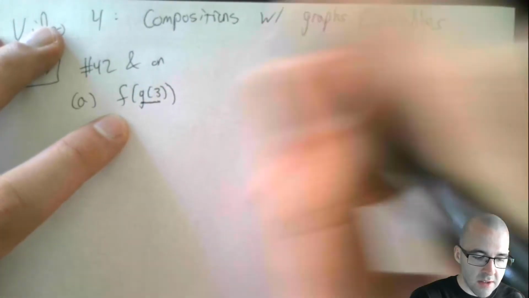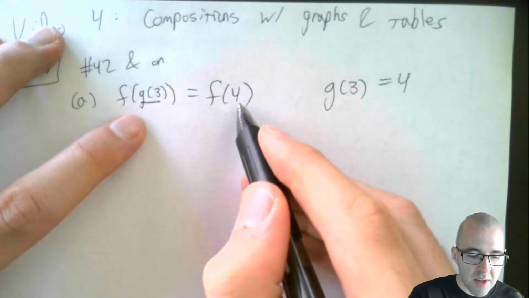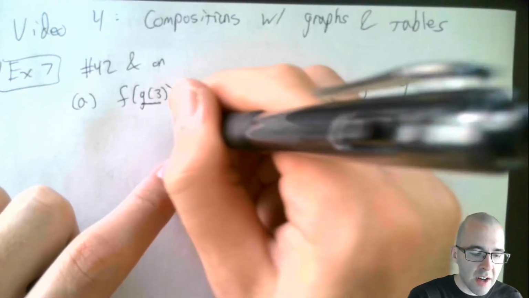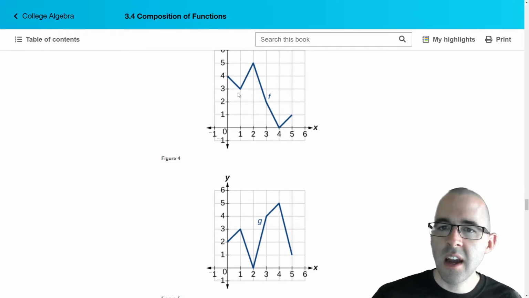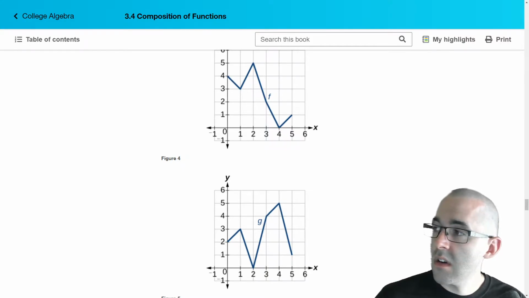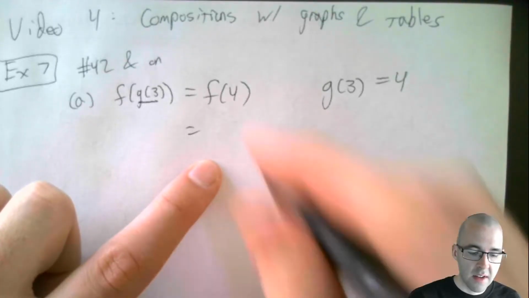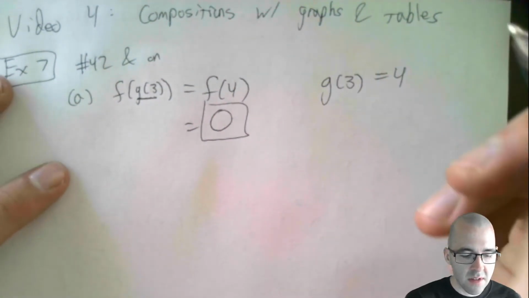Since g of 3 is 4, replace it. g of 3 is the same thing as 4. So now we just need to find out what is f of 4. We just go back to the graph and say f. Well, when x is 4, f is 0. So this equals 0. That's our answer, and that's how you approach these ones.